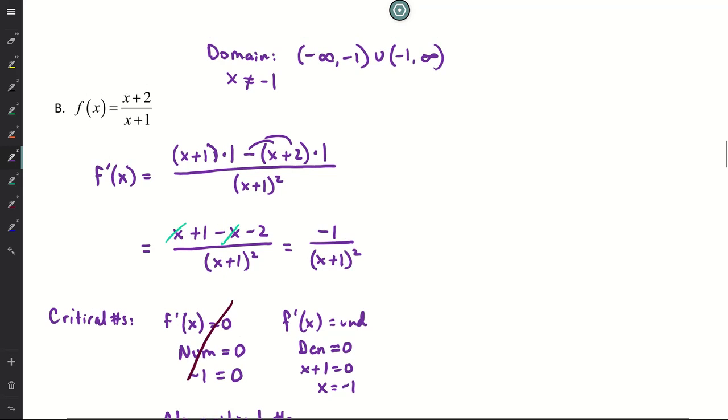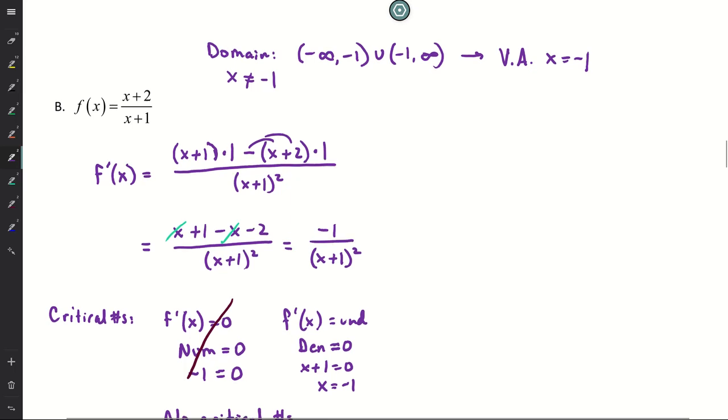Now, knowing what we know about rational functions, if we have factors that don't cancel, and those factors get left in the denominator, those factors basically give us vertical asymptotes. So we're going to make a note up here that we actually have a vertical asymptote at x is equal to negative 1. Now, what that means for us is we don't have any critical numbers, but we do have a vertical asymptote.